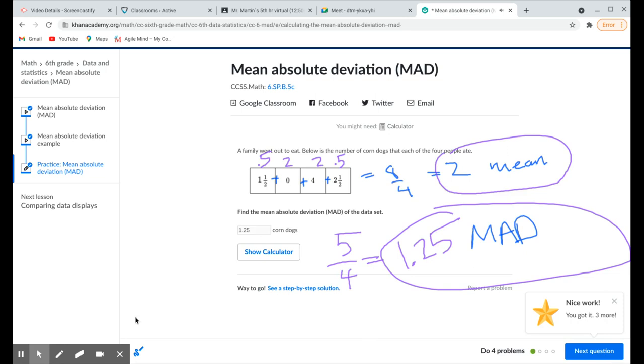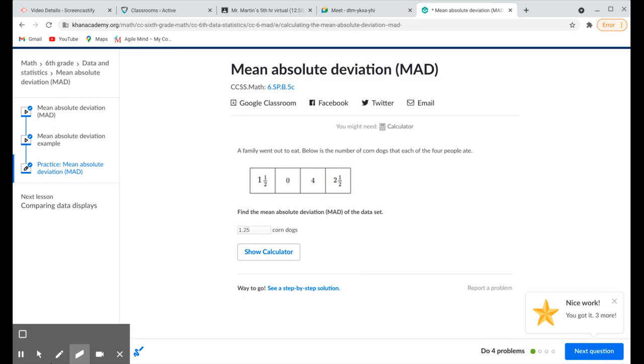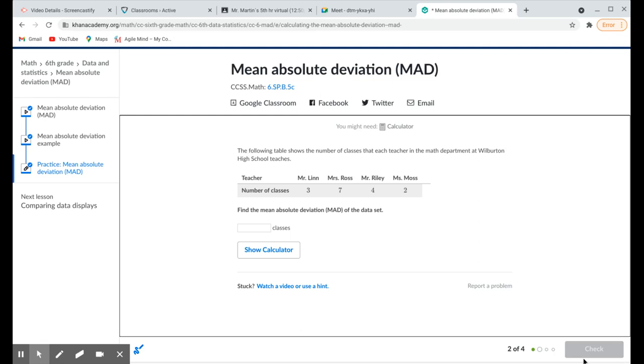Perfect. We got it right, but now we got 3 more to do. Now these 3 are going to be on your own to do. So that's actually going to conclude my help for the day, and that will conclude our video for the day. So I will see you on the next block.